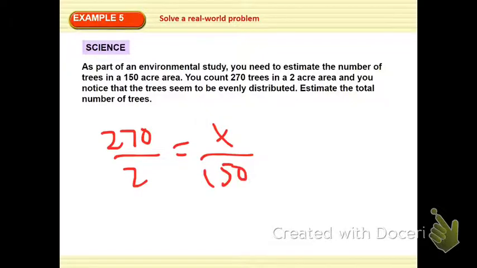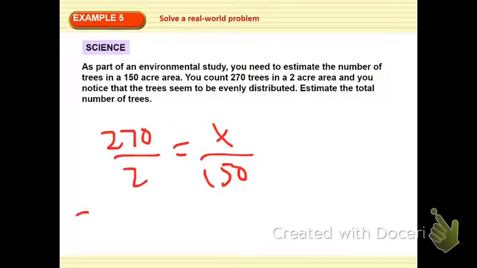Okay. So that's saying there's 270 trees per 2 acres. How many trees would there be per 150? It's the same. It's going to have the same ratio, right? To make that the same ratio as this.